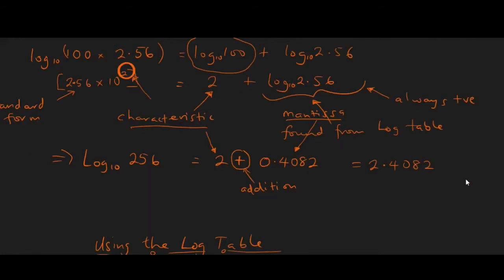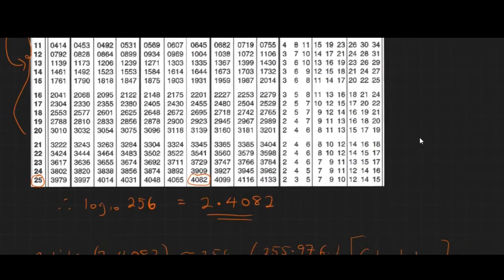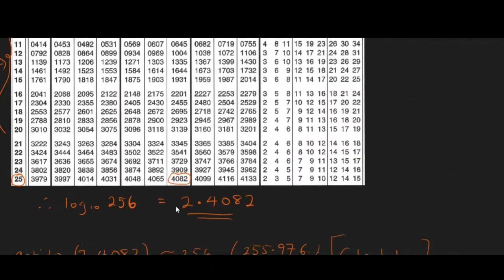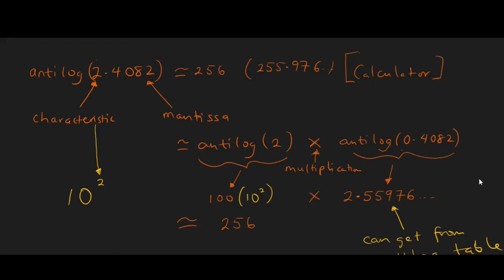So what is the result of looking up the mantissa from the log table? We just found that the mantissa, according to the table, is 4082. So all we have to do is to combine it or join it with the characteristic we found earlier above, and then we will get 2.4082 as the answer. In reverse, we will also learn how to find the antilog of the number we just found, 2.4082, using the antilog table.